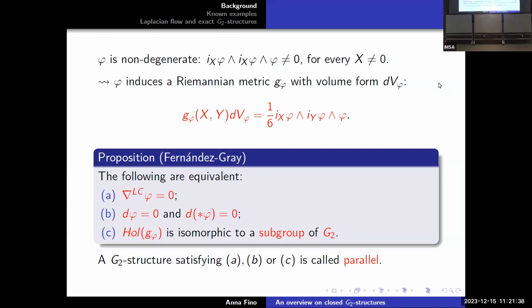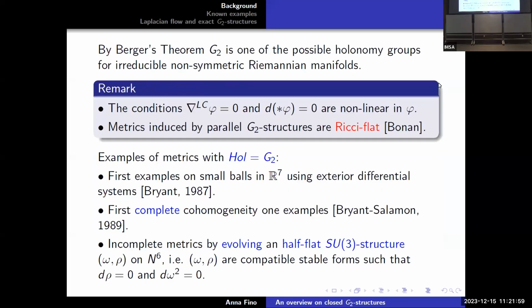So we're talking about the G2 structure which is parallel when one of the three conditions, which are equivalent, is satisfied. And one can see also the term torsion-free, because the covariant derivative with respect to the Levi-Civita connection of the three-form is the intrinsic torsion of the G2 structure. G2 is one of the possible holonomy groups for a reducible non-symmetric Riemannian manifold, as we know from the Berger theorem.